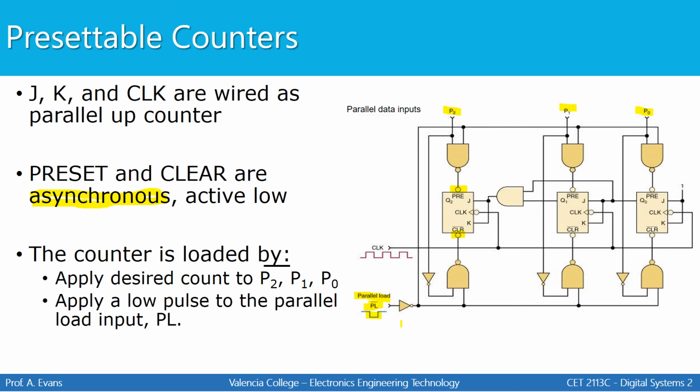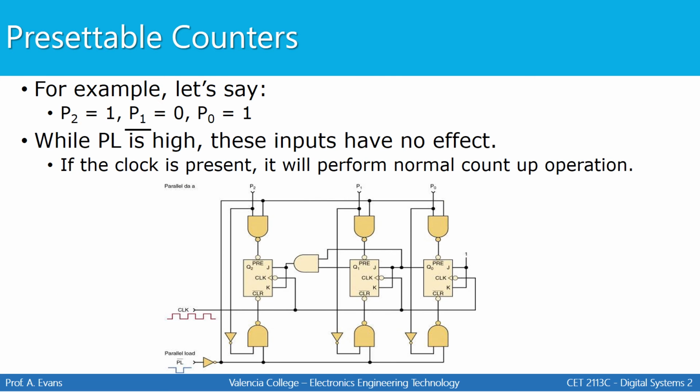And now we're going to walk through how this counter works using an example. Let's say that we want to load the value 101 into the counter. That means P2 would have to be a 1, P1 would have to be a 0, and P0 would have to be a 1. And just imagine that we connect these inputs to switches, and we set the switches high or low depending on what we want the value of the counter to have.